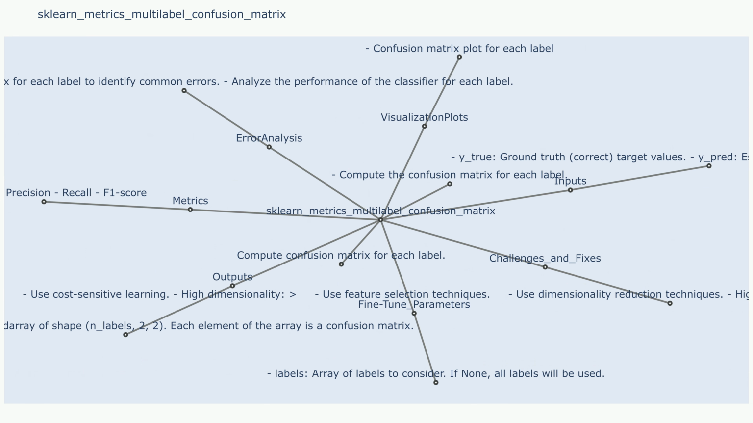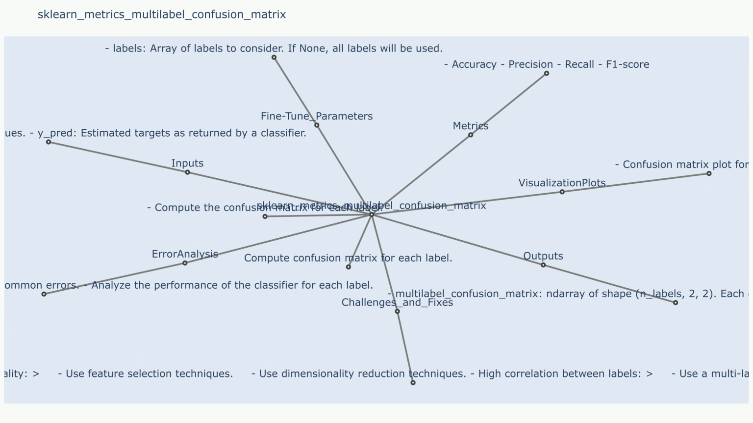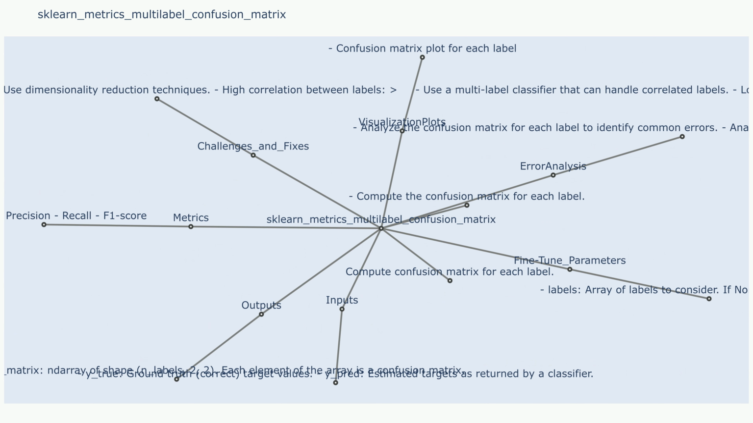It's calculated as TP/(TP+FP). Recall (sensitivity), the proportion of actual positive cases that are correctly identified. It's calculated as TP/(TP+FN). F1 score, the harmonic mean of precision and recall, providing a balanced measure. It's calculated as 2 * precision * recall / (precision + recall).